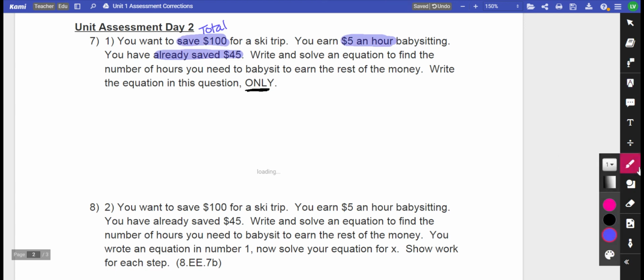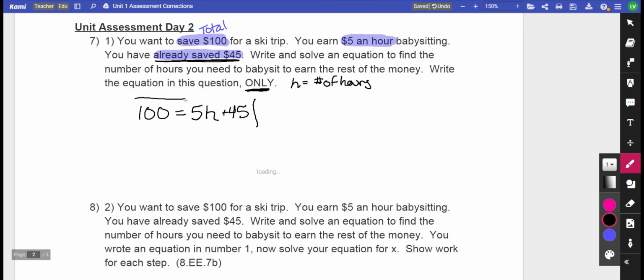Now we can go ahead and create our equation. We know that we want the total to be $100, which we can get by babysitting $5 an hour. It doesn't say how many hours, so I'm going to put h. h represents the number of hours. If you write, you can say h equals number of hours. And then I'm going to add 45, because it said in there I already saved $45. That's my equation. That's all you do on the first part of the second part of your test.